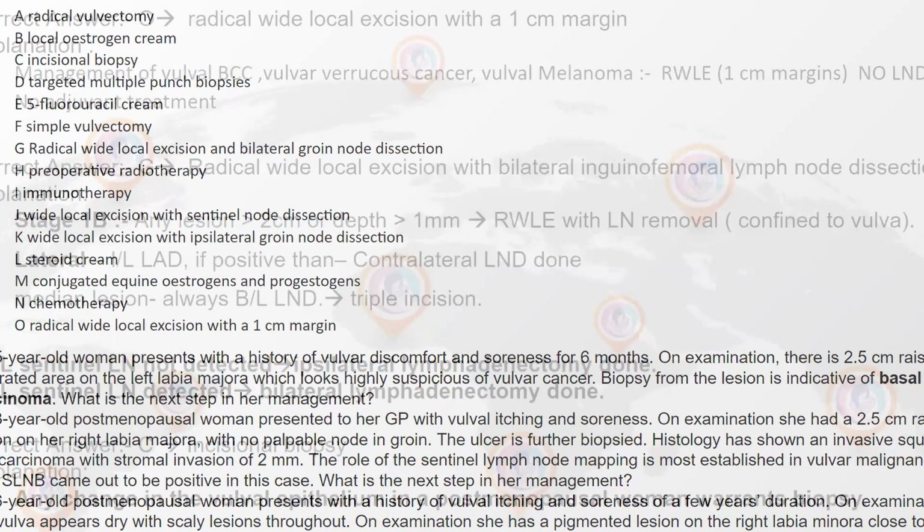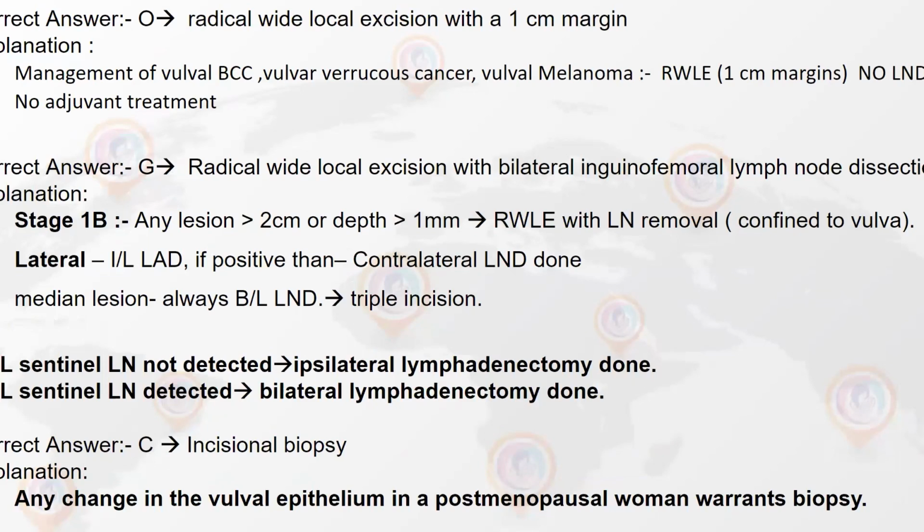So now if we look at the answers, the first one was a case of vulvar basal cell carcinoma. So the management of vulval basal cell carcinoma or vulval melanoma, please remember, is a radical wide local excision with a 1 centimeter margin. And as I already mentioned, no lymph node dissection is needed here.